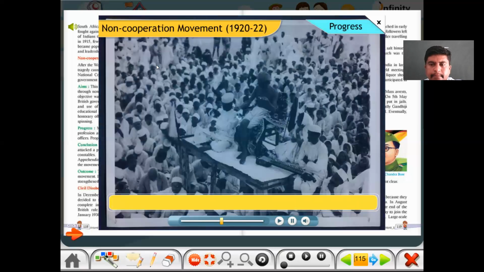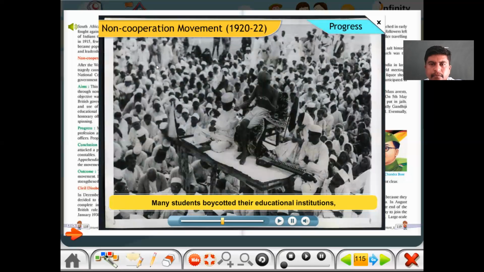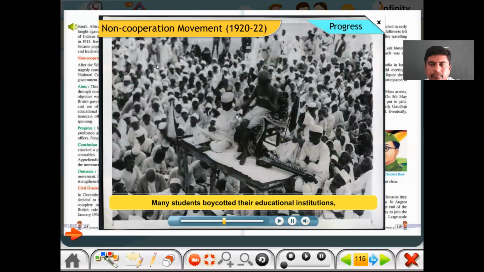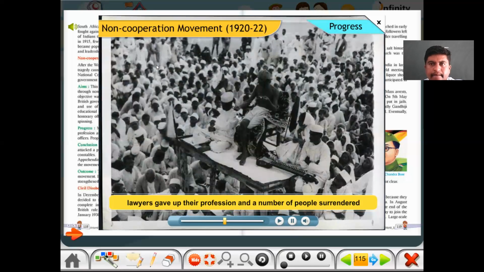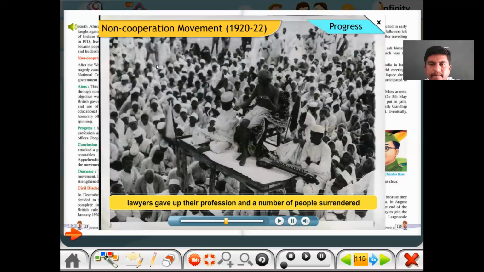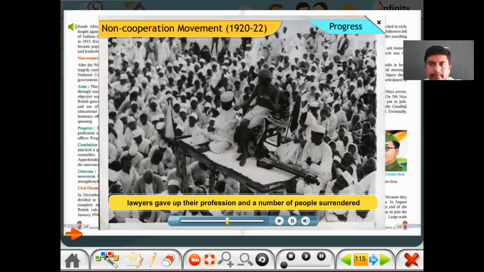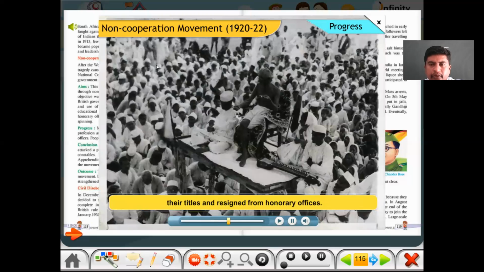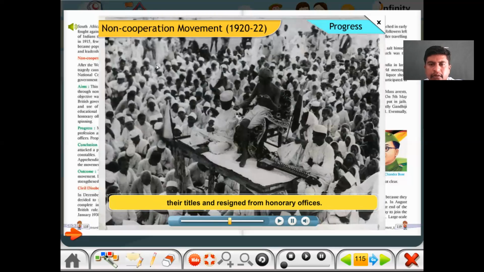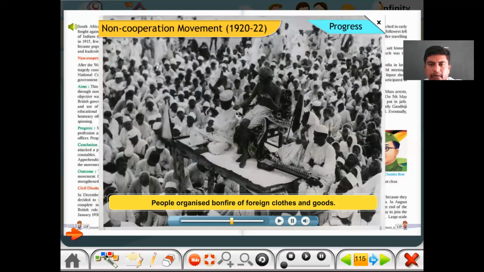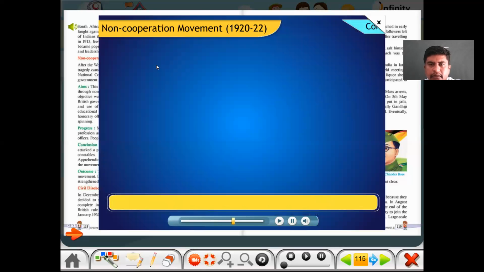Progress. Many students boycotted their educational institutions, lawyers gave up their profession, and a number of people surrendered their titles and resigned from honorary offices. People organized bonfires of foreign clothes and goods.